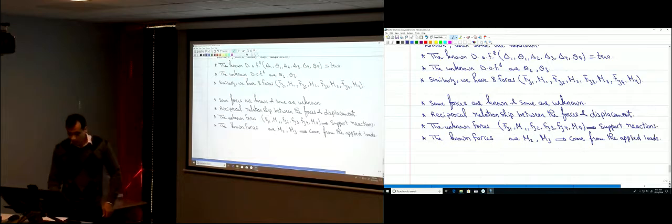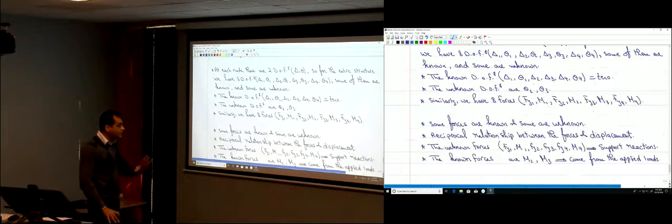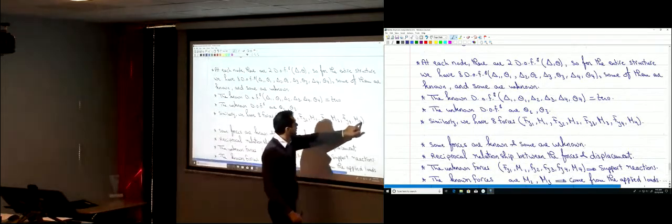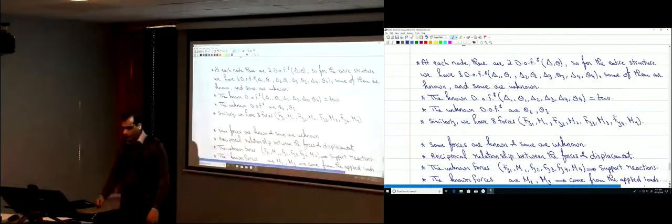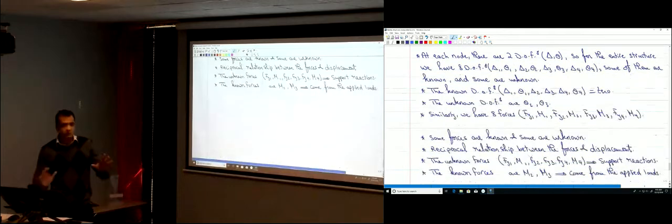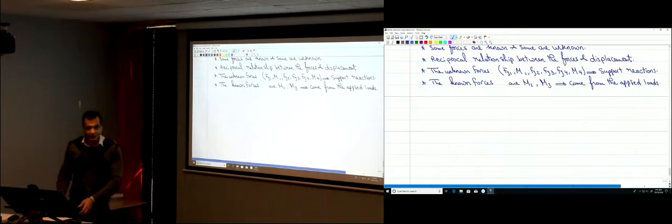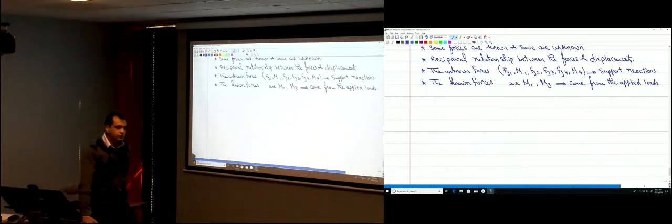So now I have those 8 forces, and I had 8 displacements in the entire structure. What we need to do is find a relationship between the displacements and the forces. Those 8 forces and 8 displacements. What is the equation that relates forces to displacements?